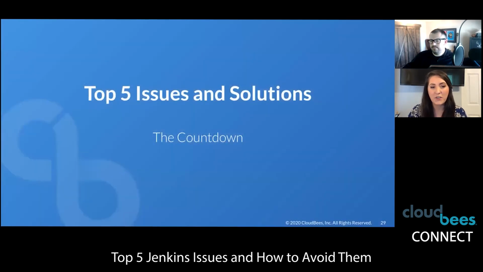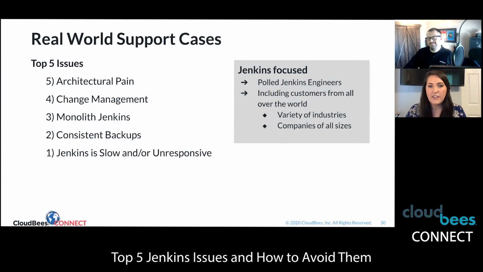And now we're going to go into the countdown. So we see, these are the top 5 issues that we see in Jenkins, but I first want to touch on how we came up with these. So I already mentioned that Ryan and I's team deals with thousands of cases, and we have access to a lot of diverse Jenkins users. So we pulled Jenkins engineers from different industries and company sizes, and these were the reoccurring themes. So let's start the countdown.